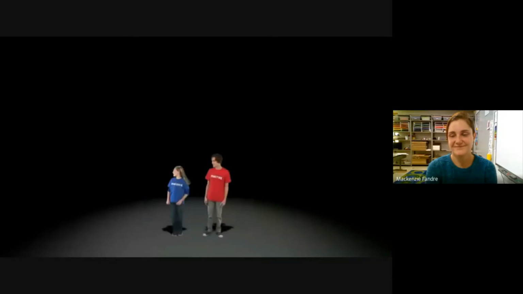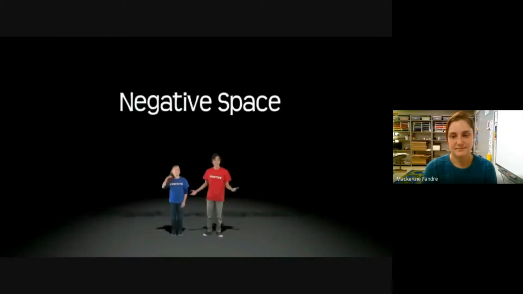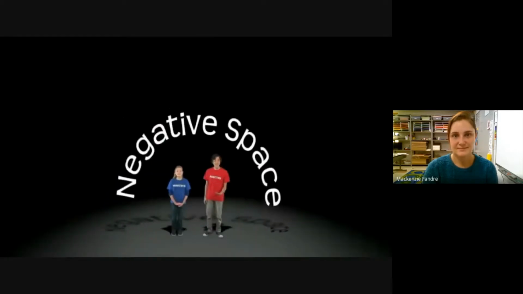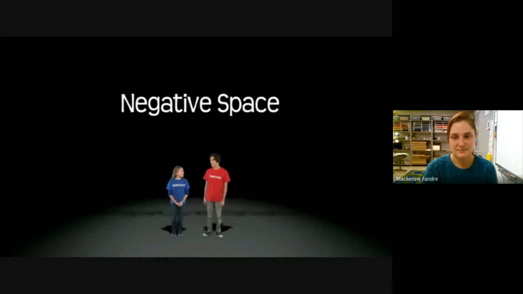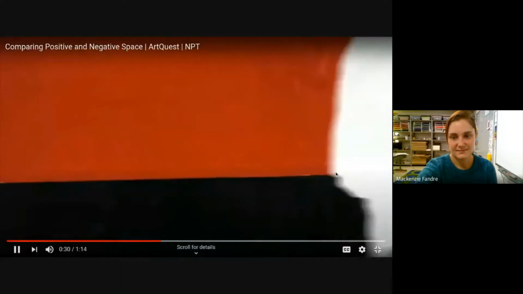I'm positive space. We're both positive space. And what's all that? That's negative space. In art, positive space is the space that an object occupies, and negative space is all the space around that object. Let's see if you can find the positive and negative space in these collages by artist Playing York.